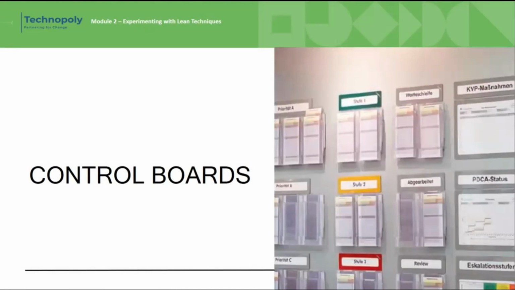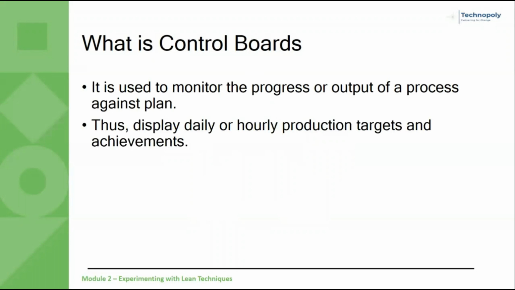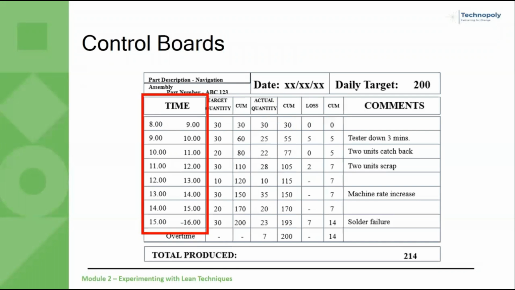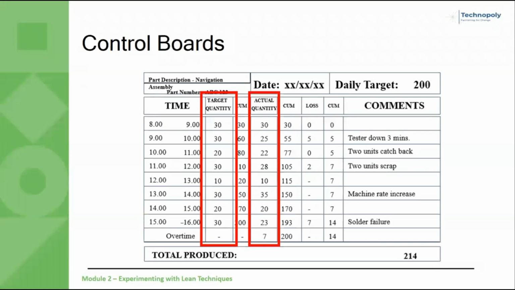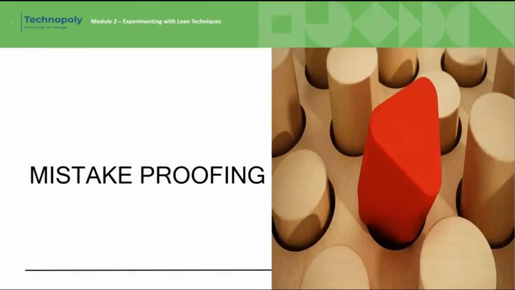The next visual control is control boards. Control boards are used to monitor the progress or output of a process against plan. They display daily or hourly production targets and achievements, as well as the targets taken from customer schedules. For example, this shows hourly activities, as well as the target quantity and the actual quantity in that period of time. And a feedback that gives the receiver an understanding of the situation in the line and why the target was not able to be reached. And lastly, mistake proofing.